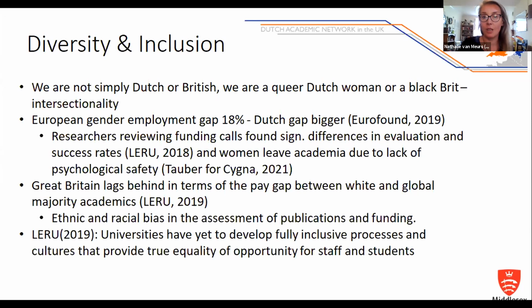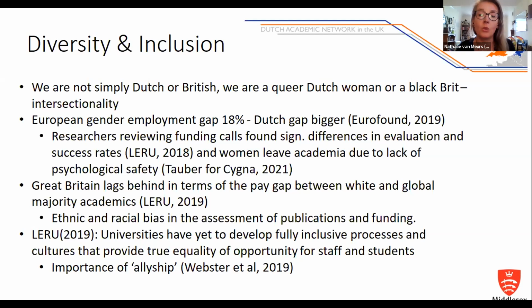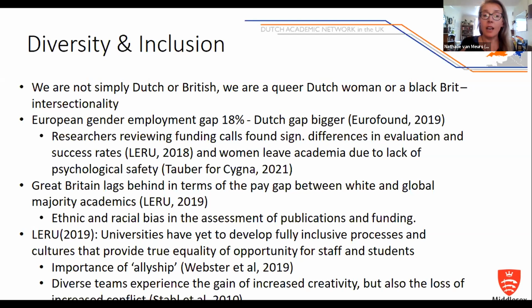In a meta-analysis, Webster argues that for the LGBTQ community, what we can do is form allyship, not mentorship where there's some kind of status difference, real allyship. Actually, diverse teams can benefit from being different from one another because it increases creativity, but there is the challenge of increased conflict, and that requires management. So how do we get to yes?